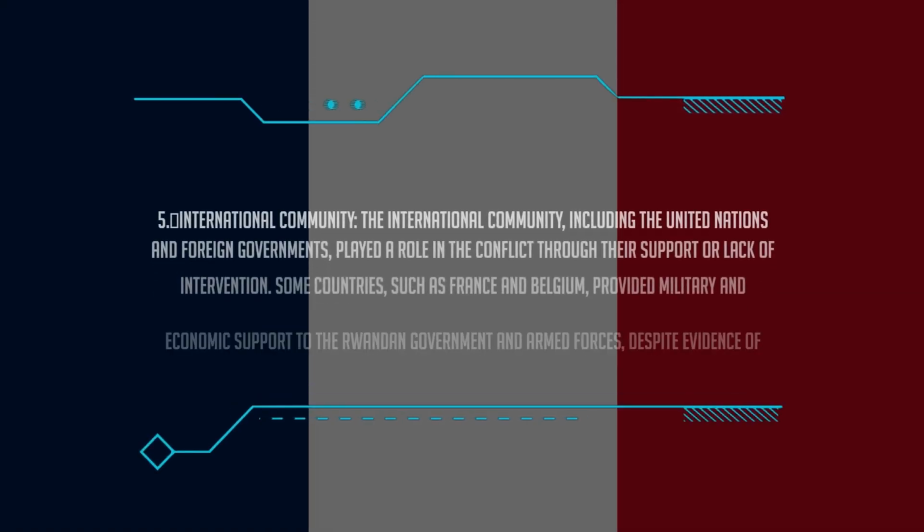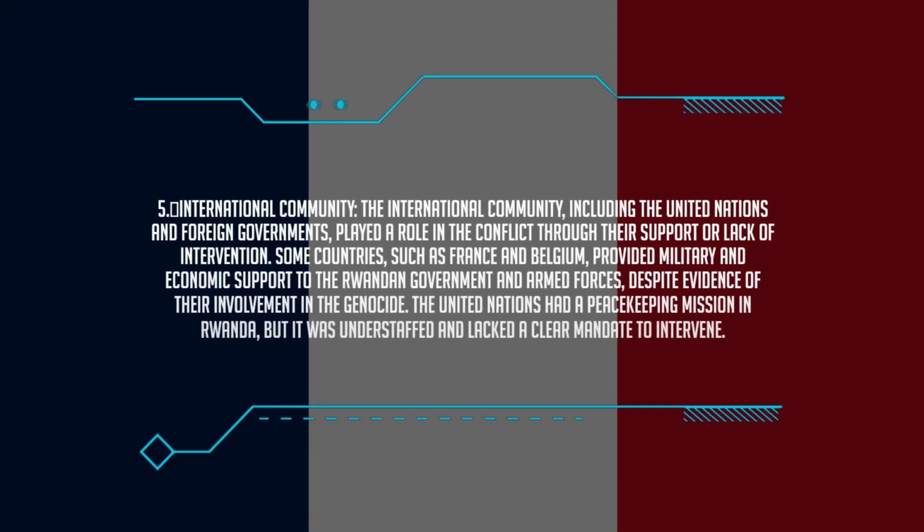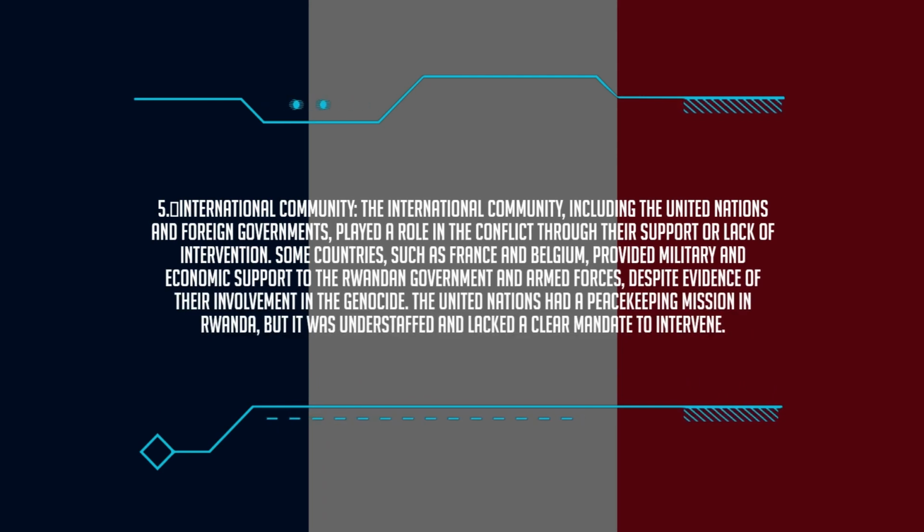5. International community. The international community, including the United Nations and foreign governments, played a role in the conflict through their support or lack of intervention. Some countries, such as France and Belgium, provided military and economic support to the Rwandan government and armed forces, despite evidence of their involvement in the genocide. The United Nations had a peacekeeping mission in Rwanda, but it was understaffed and lacked a clear mandate to intervene.